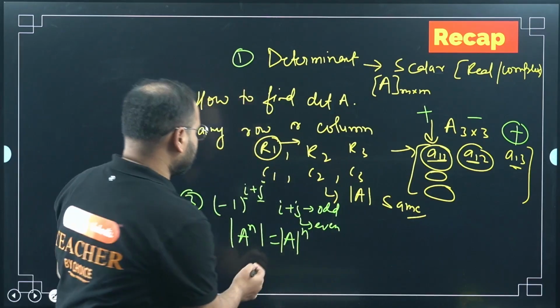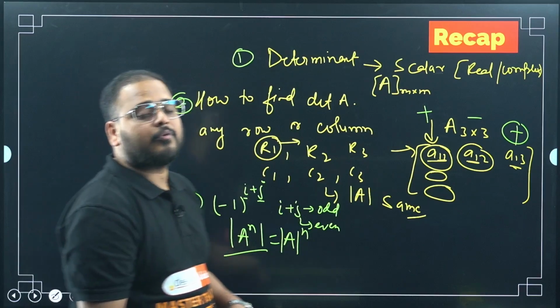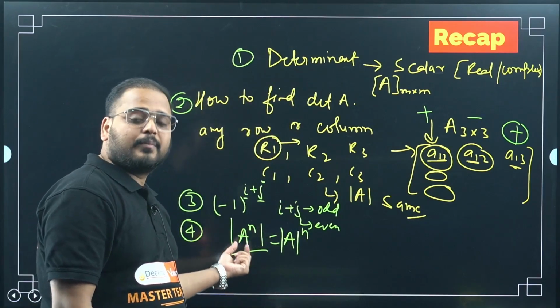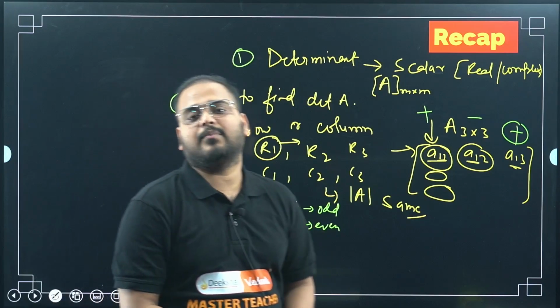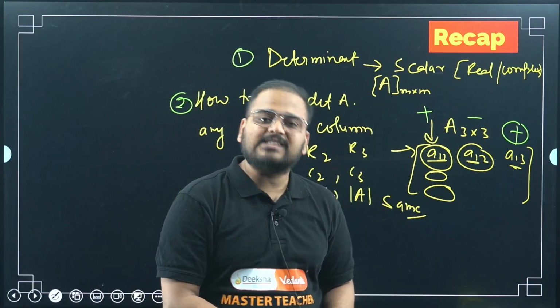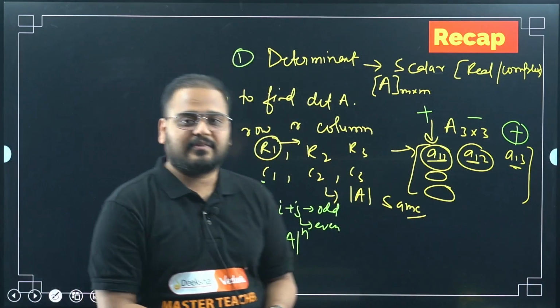Means if you have to solve this, this will become complex, right? You have to take the matrix and multiply n times. So better to find the determinant of the matrix and then take the power n, because the determinant will be a scalar value. You can multiply a scalar value n times. That's not as difficult as multiplying the matrix, right?